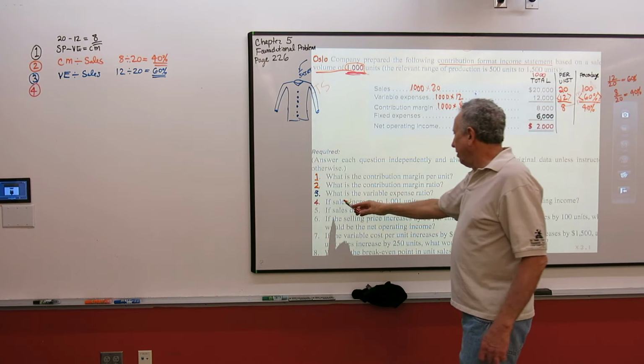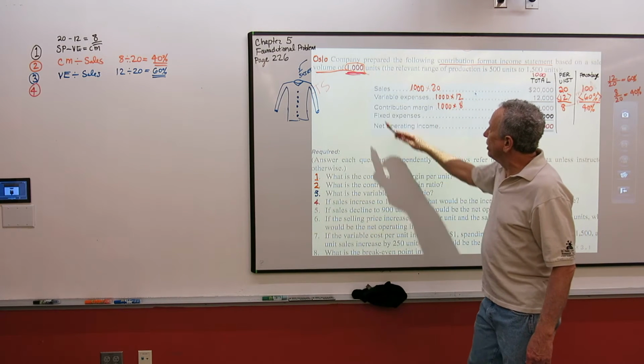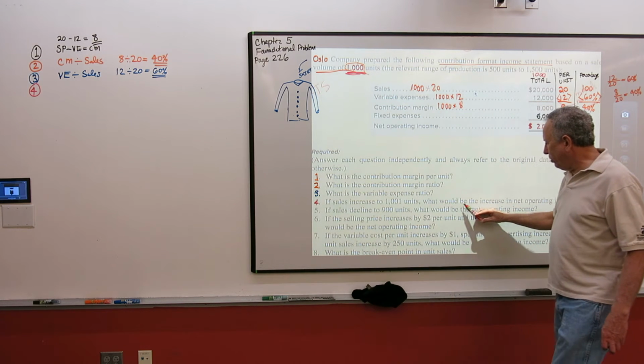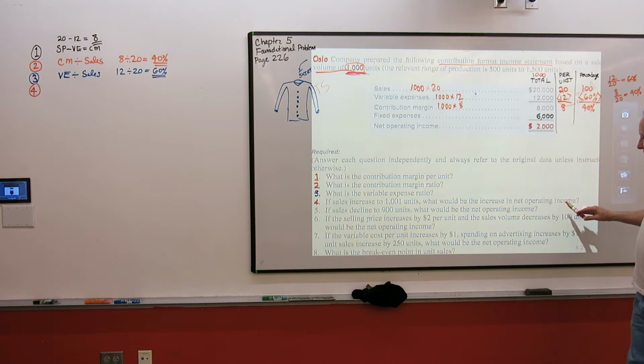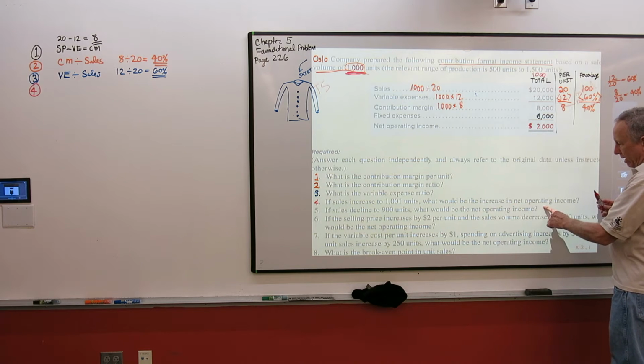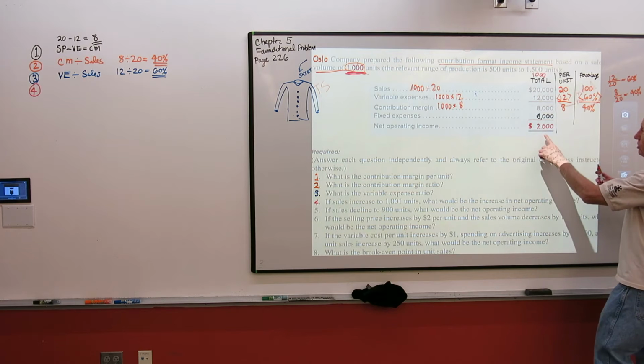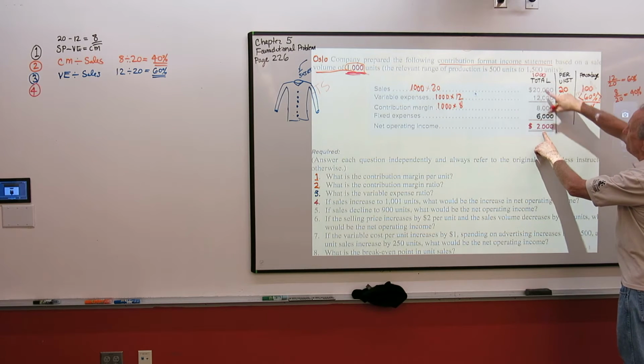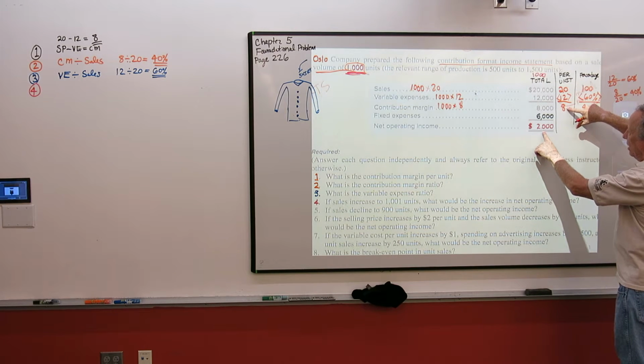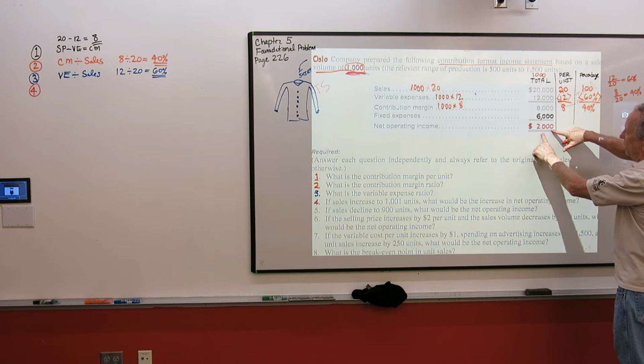Anyway, it says, if sales increase to 1,001, well, that's only 1 unit. What would be the increase in net operating income? They don't want the new net operating income. They said, what's the increase in operating income? Well, let's look at this. If this is the information for 1,000, if we go up by 1 more unit, we'll get 20. We'll spend 12 to make it, and we'll get 8. Now, you might say, what about the 6? We don't have to worry about the 6 because that doesn't change. What is the incremental amount of money we're going to get? The 8. So this will go to $2,008.